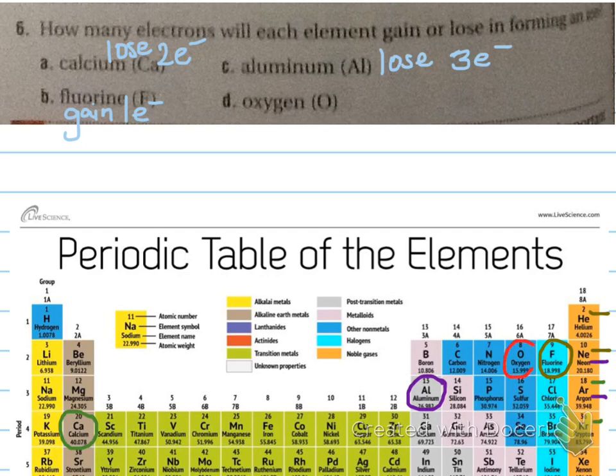And lastly, we have oxygen. So here's oxygen. It has 6 valence electrons, so it could lose its 6 to be like helium, or it could gain 2 to be like neon. And again, it's going to gain 2, so it's going to be like neon. So I hope if you had some questions about that homework assignment, that helps.